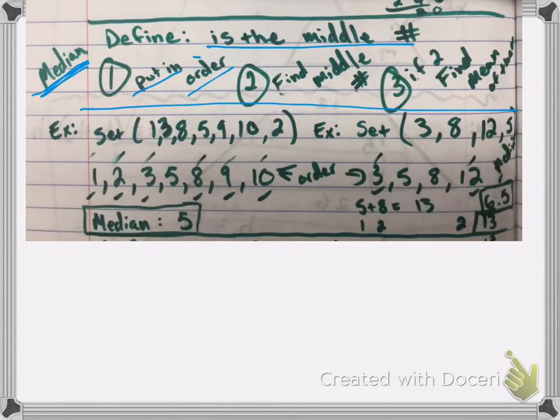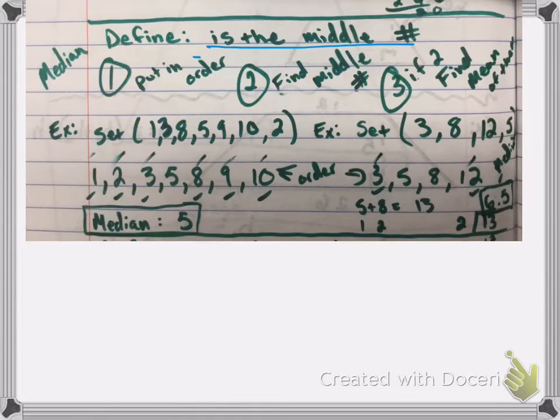So you put them in order. Step 1, put them in order. Step 2, find the middle number. Step 3, if you have 2 in the middle, you have to find the average, or the mean, of those 2 numbers. I've got 2 different examples because there's 2 different ways to find the middle because of that step 3 part. In my first example, there's only 1 number in the middle.